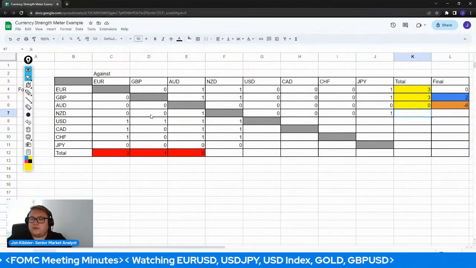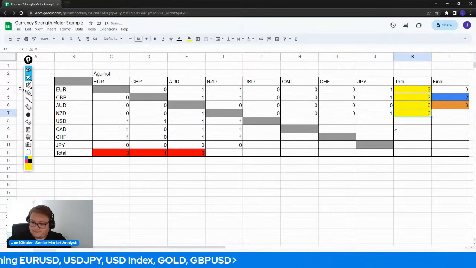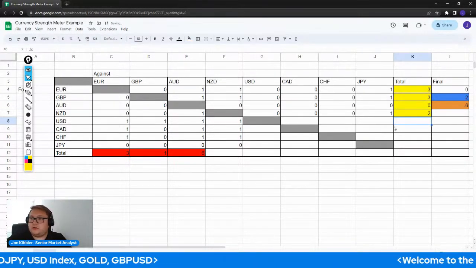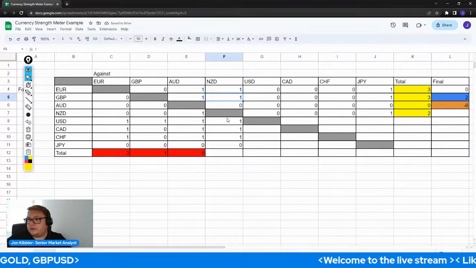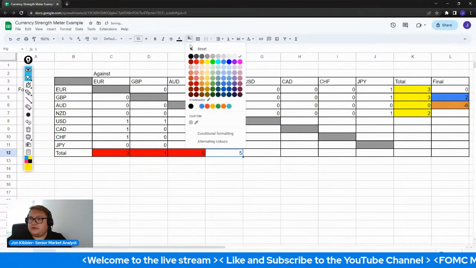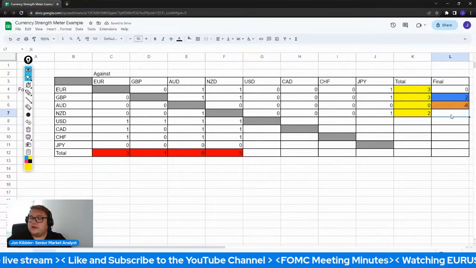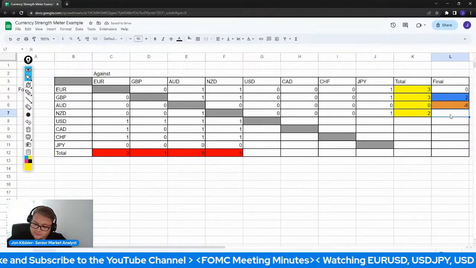So right, Kiwi, looking across there, we've got 2 for it, and then we've got 1, 2, 3, 4, 5 against it. So we'll put a 5 there. All you need to do, you can even just whack out a calculator if you need to. Simple math though, really. You've got +2 minus 5, that's -3.